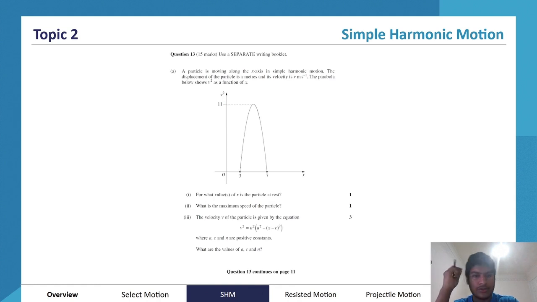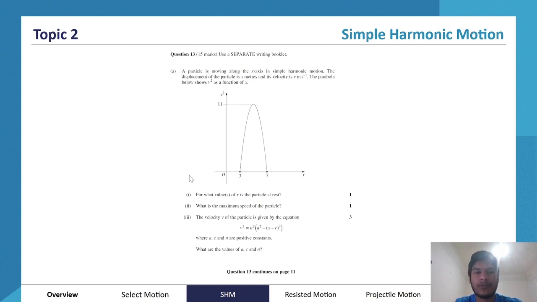This one shouldn't take too long. So we have a particle moving along the x-axis in simple harmonic motion. The displacement of the particle is x meters and velocity is v meters per second. The parabola below shows the function of x, so v squared plotted against x. Part 1 asks for what values of x is the particle at rest. Not a trick question, very easy.